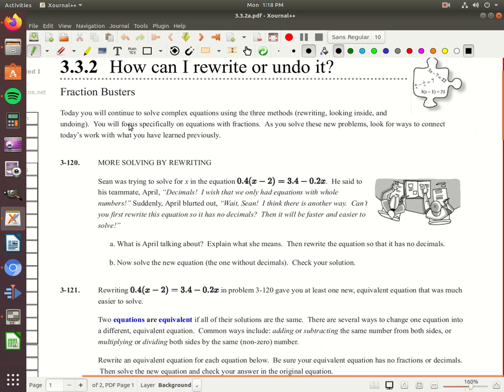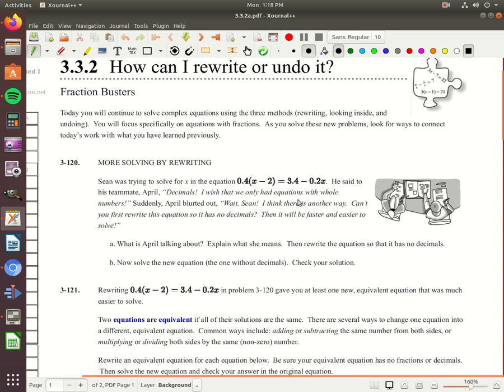So Fraction Busters, today you will continue to solve complex equations using the three methods: rewriting, looking aside, and undoing. You will focus specifically on equations with fractions. As you solve these problems, look for ways to connect today's work with what you've learned previously. So, more solving by rewriting.